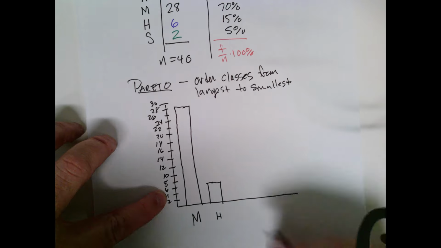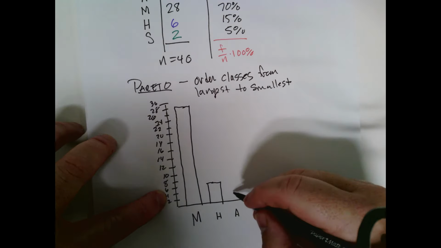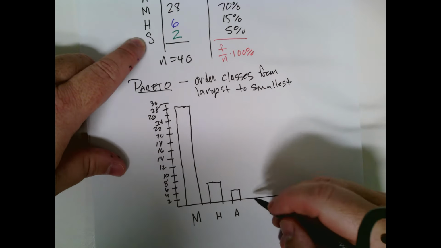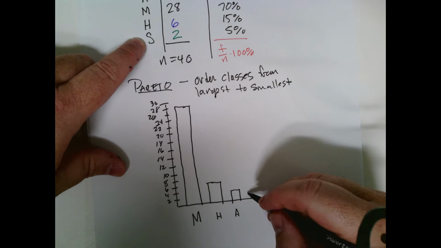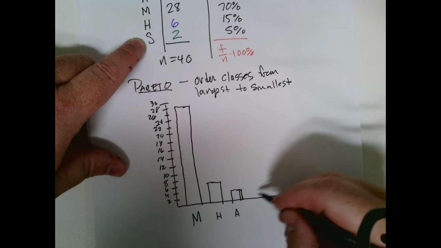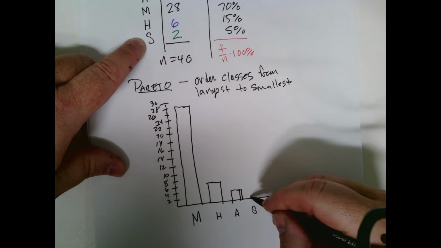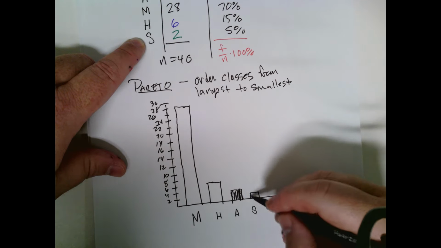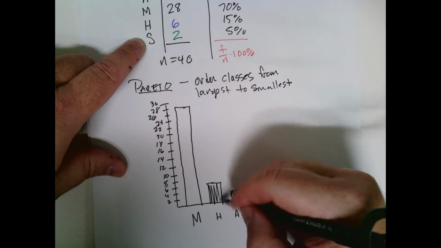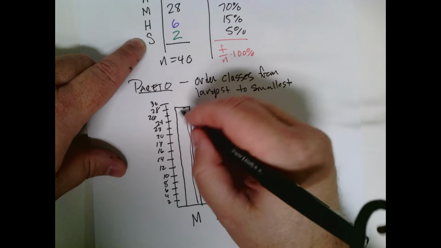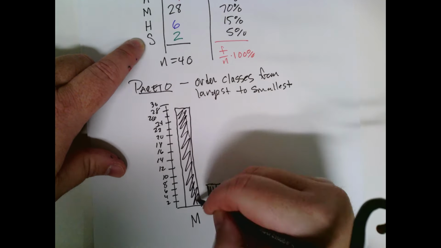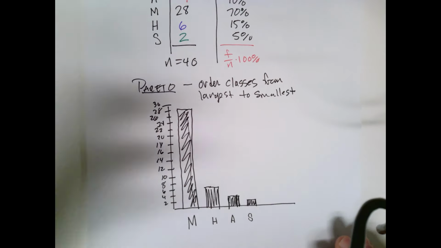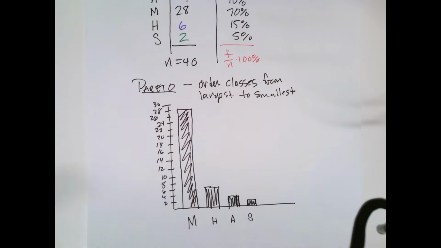And then A, which is 4. And then we have, that one's a little narrow, let's make it a little wider. And then S, which is just 2. Alright, since I made that little mess up, we'll color them in so it's like that, okay? And that's our Pareto chart. So we order the classes from largest to smallest.